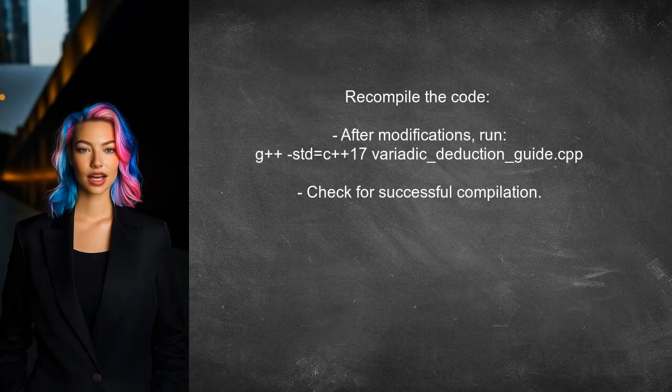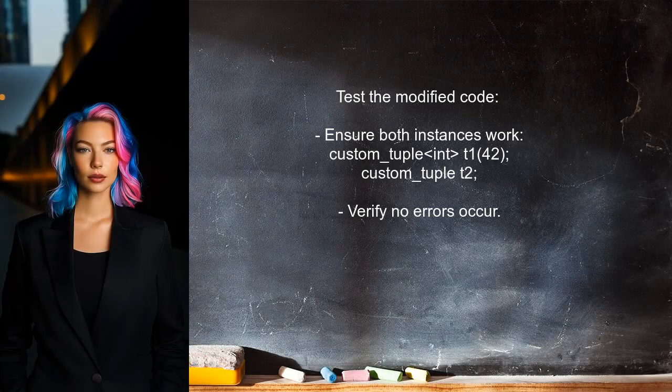After making these changes, the user should recompile the code. This should resolve the error and allow the custom tuple to be instantiated correctly. Finally, the user can test the modified code to ensure that both instances of custom tuple work as expected. This will confirm that the deduction guide is functioning correctly.